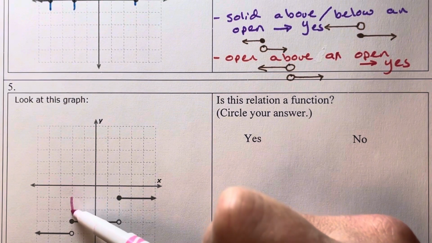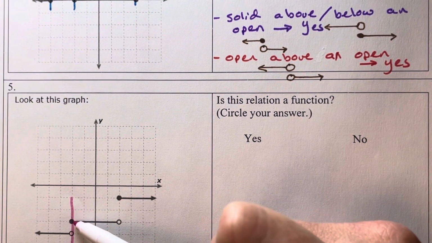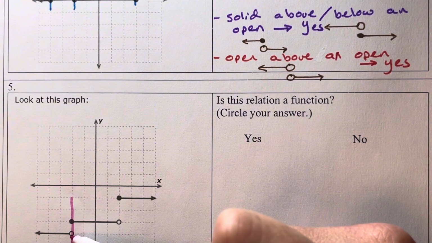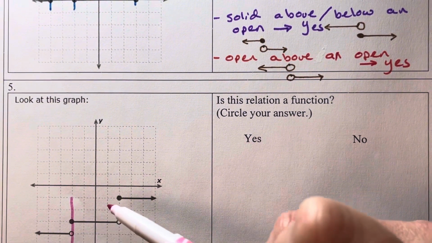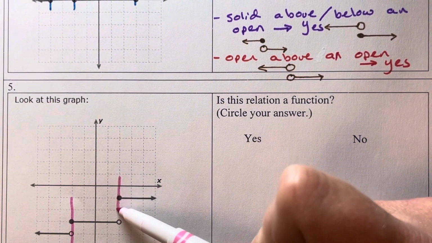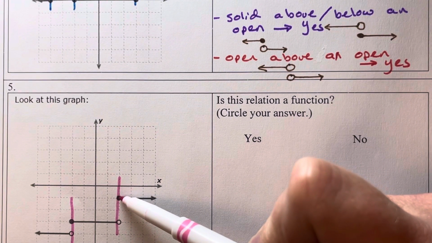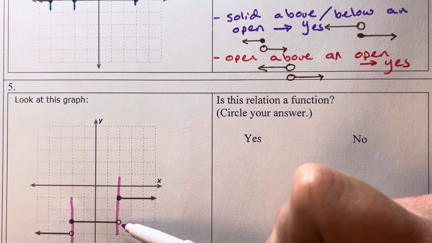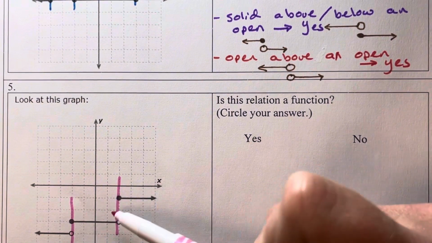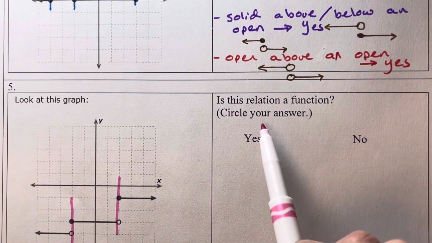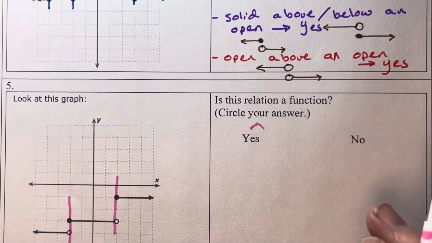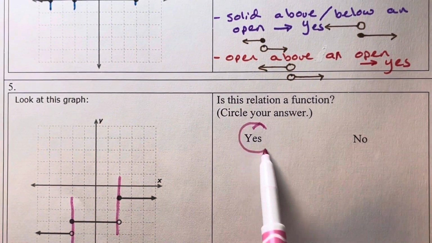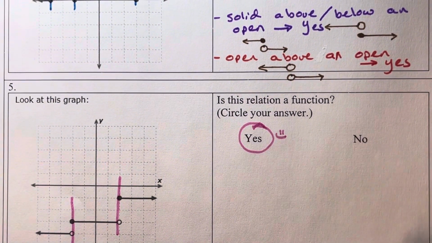So let's look. Vertical line test right here. I have a solid point above an open point, so that works. And here again, vertical line test, I have another solid point above another open point. So these examples do exhibit that of a function because we don't have any solid points or solid lines overlapping. And there you go.